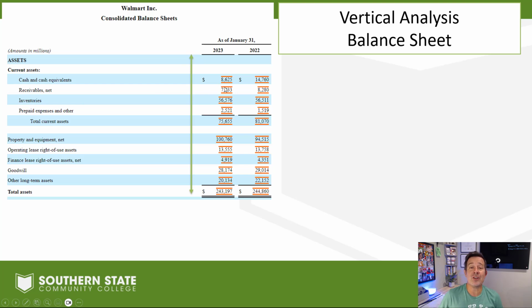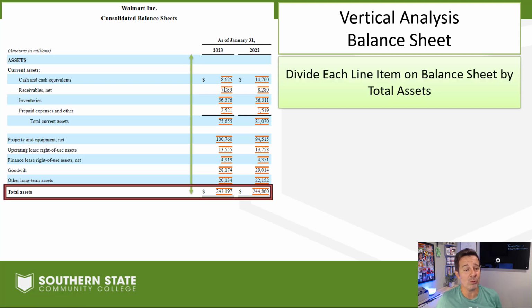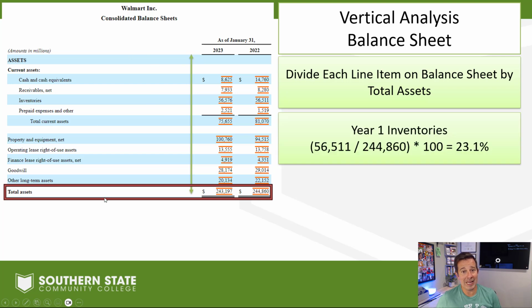What we're trying to figure out is how big each one of those slices is with respect to the pie as a whole. To do that, again, we're going to divide every line on the balance sheet by total assets. We'll take inventory, for example, in year 1: $56,511 divided by total assets of $244,860, multiplied by 100. We get 23.1%. What that means is in 2022, the inventory slice of the asset pie was 23.1% of the whole pie.